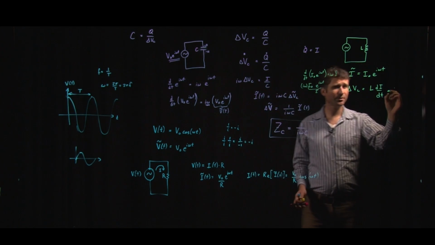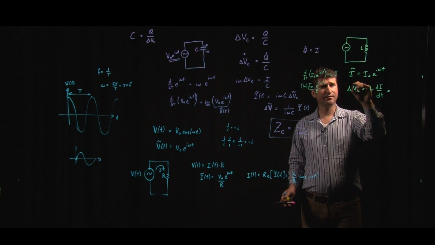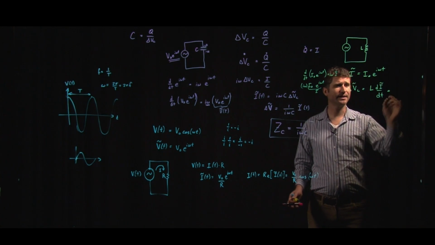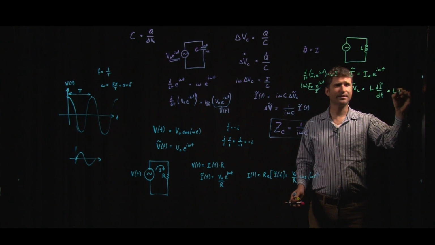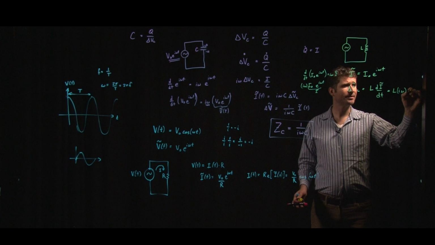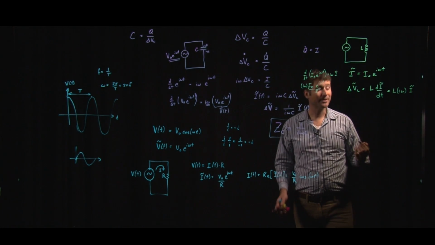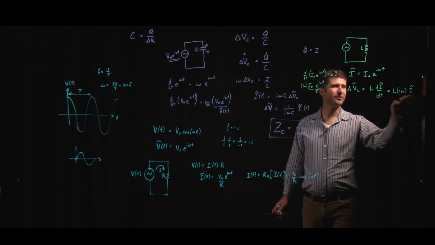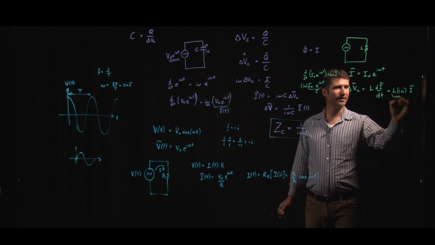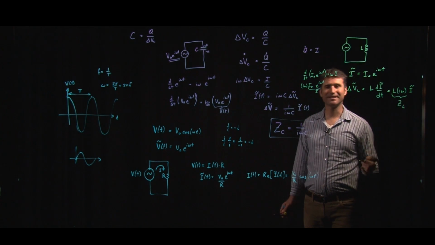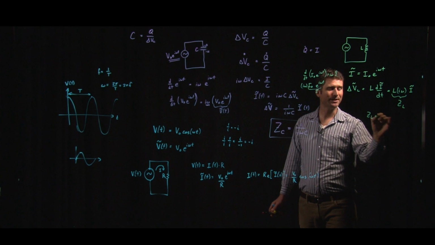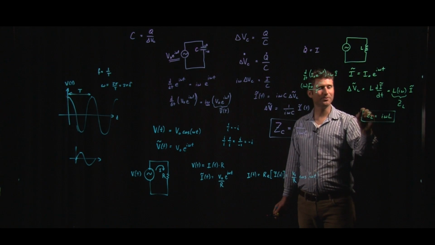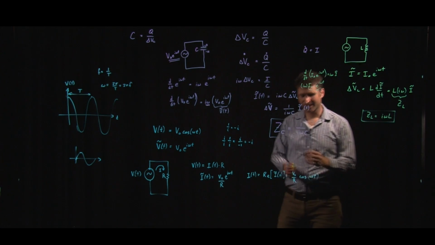Okay, so here I'm going to say delta V is equal to L dI by dt, and I can say that this is equal to L times i omega times I. So we can see immediately, without any rearrangement, comparing to V equals IR, that this is my effective R. I'm going to call this Z_L. In other words, my impedance for inductors is equal to i omega L. So very cool, we actually now have some complex impedances.